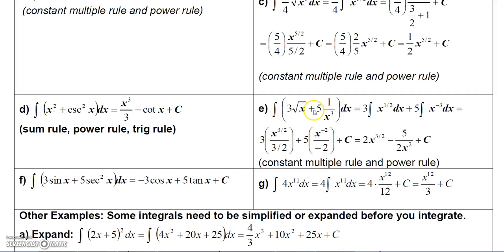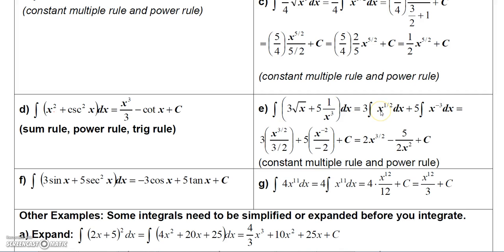And then here's another sum rule. We also have some constant multiples in here because we have a multiple of 3 here and a multiple of 5 here. But we need to write square root of x as an exponent, so I can write that as x to the 1/2. And 1 over x cubed I can write as x to the -3.